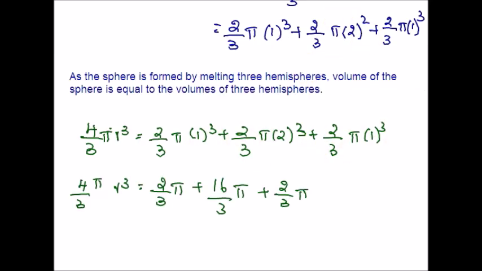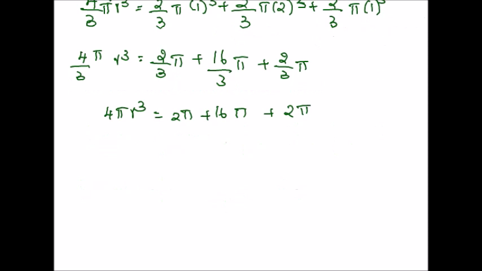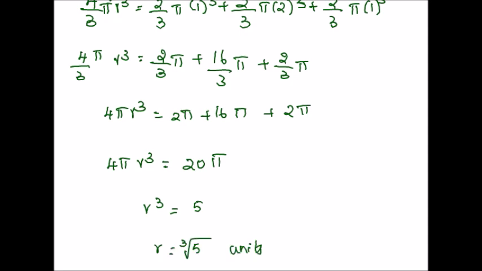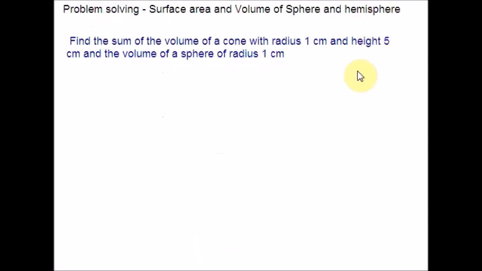Now work out the radius. Multiply the equation throughout by 3. Combine the like terms on the right side. Divide both the sides by 4 pi. Take the cubic root. That's it for this example. So you should read each and every note given in your word problem so that you can find the answer correctly. Now let's see the next word problem.